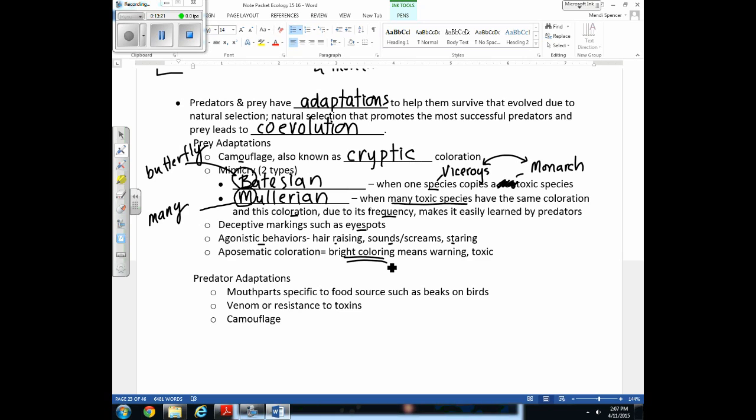So we have prey adaptations, but we also have predator adaptations, which help them acquire food. So things like venom and toxin as well, and camouflage. And you can usually tell what organisms eat if they're herbivores, if they're carnivores. You can usually tell by looking at their mouth parts, especially with birds. You see a different beak on a bird if they're an insect eater versus if they're a seed eater versus if they're a flesh eater.